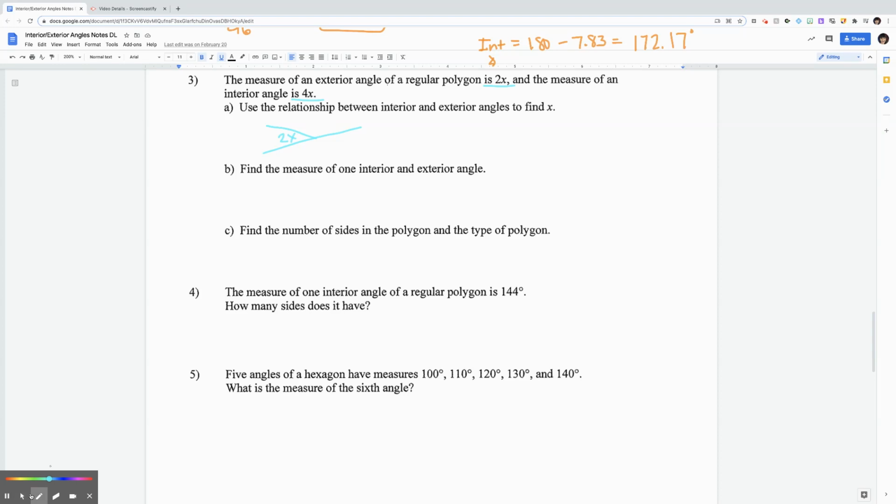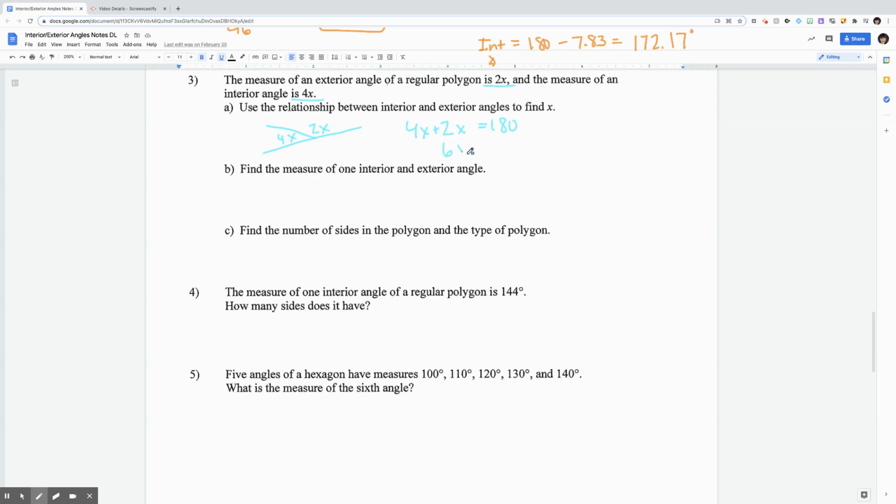Oh, sorry, my exterior angle. I put things in the wrong spots here. My interior angle, apologies, is 4x. And then my exterior angle is 2x. Again, this is just a sketch, not to scale. So what I'm going to do is add those two values, 4x plus 2x, and that's got to equal 180.